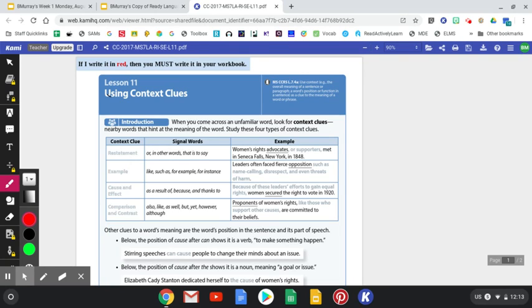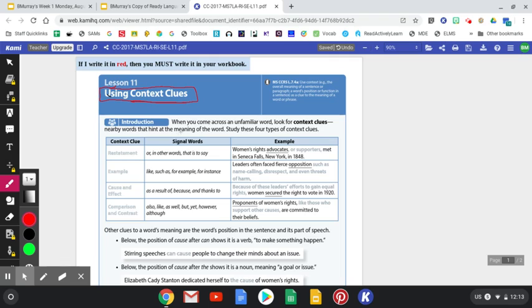So the very first thing we're going to do is go up here to the top and read our instructions that tell us if I write it in red, then you must write it in red in your workbook. This is our version of the AHA process so we can annotate and write on the text. The very first thing we're going to do is box our title using context clues. That's to make sure that we know what our lesson is about and that we're paying attention to the fact that we're looking for context clues.